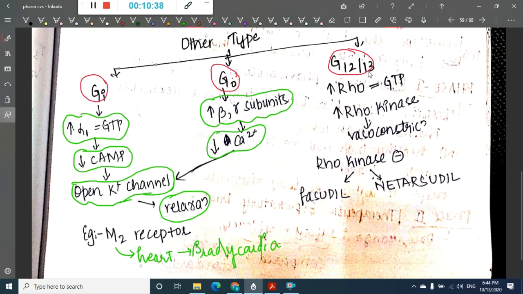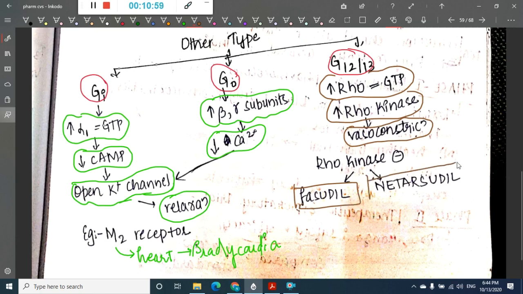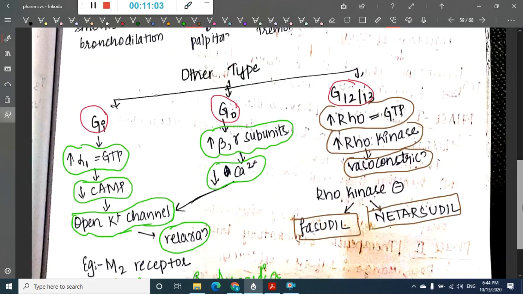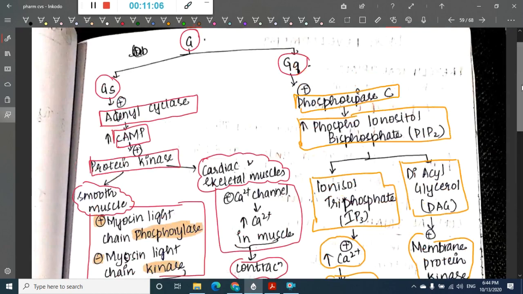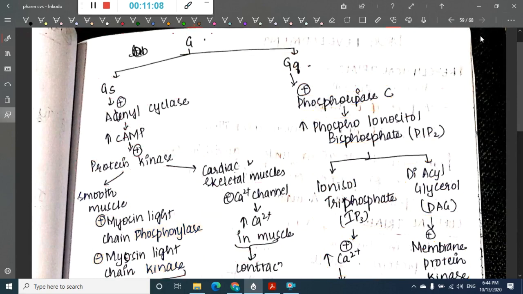Then we have G12 or G13 receptors. G12 or G13 receptors increase Rho GTP binding. So these will increase the Rho kinase. This Rho kinase will cause vasoconstriction. There are two Rho kinase inhibitors, which are fasudil and netarsudil, which act on G12 and G13 type of receptor. Okay, so this is about the G protein coupled receptors.